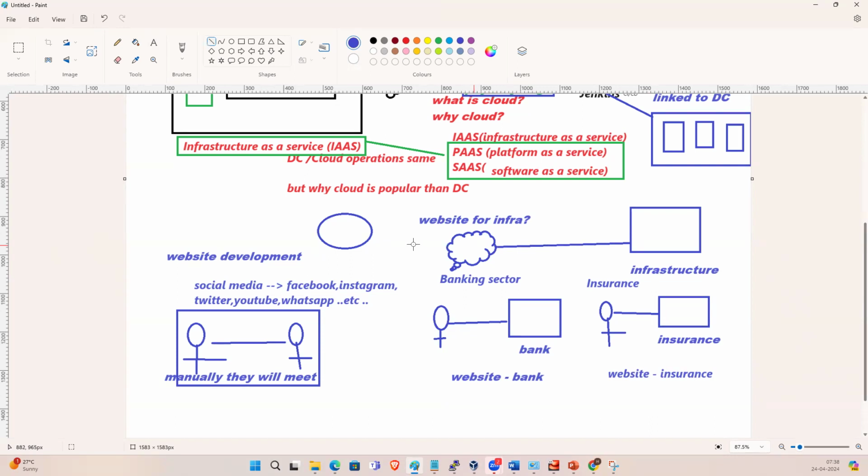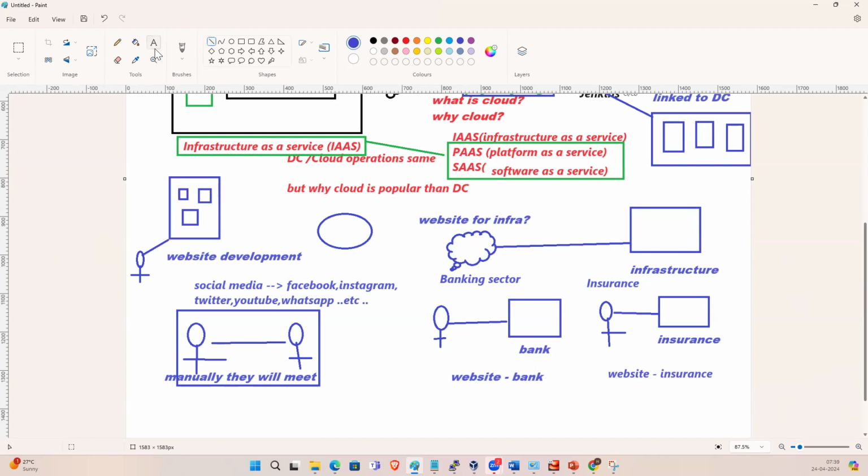Before, if you wanted to keep the servers, do any operations, or handle any failures, we definitely needed to go manually. We needed to go to the data center and check it. So this is the manual thing. Is there any possibility to create a website for this, so we can do the operations through the website?